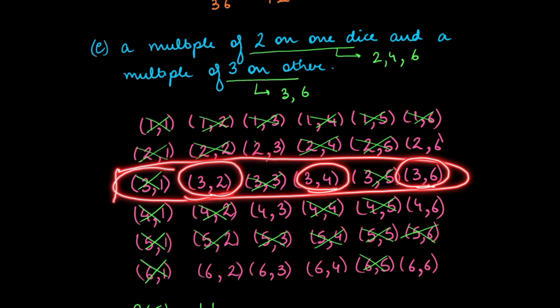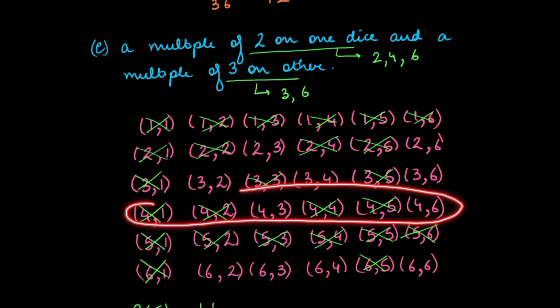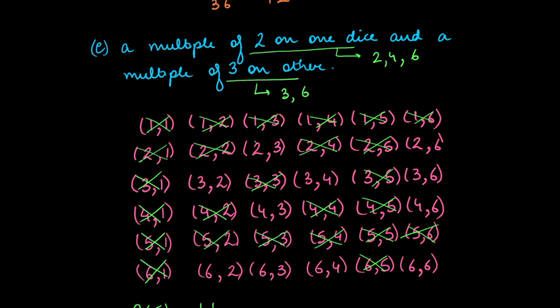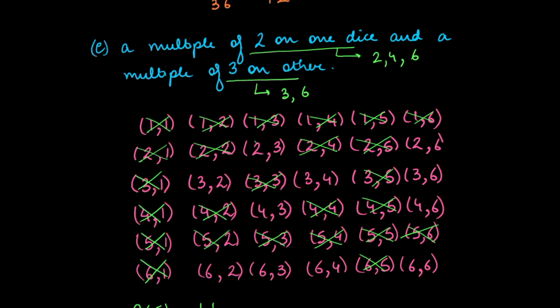That is on a second dice we need a multiple of 2. Now if we have 4 on a first dice, it is a multiple of 2. We need a multiple of 3 on the other dice. What are multiples of 3? 3 and 6. So in this whole set, these two, 4, 3 and 4, 6 are the possible favorable outcomes. Now if we have 5 on the first dice, 5 is neither the multiple of 3 nor a multiple of 2. So this whole line gets cancelled out.